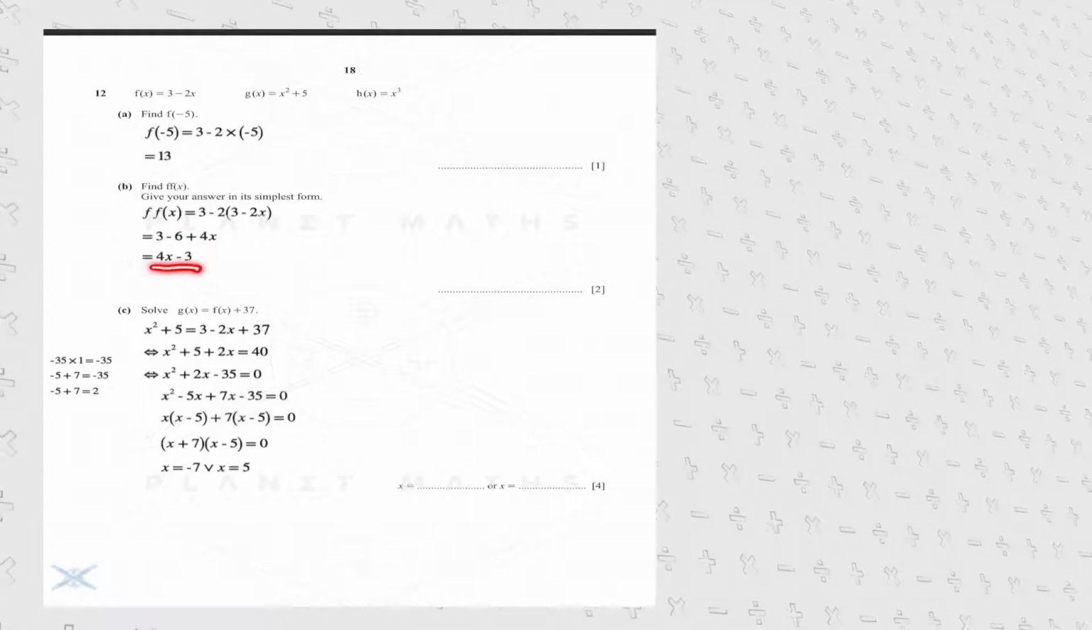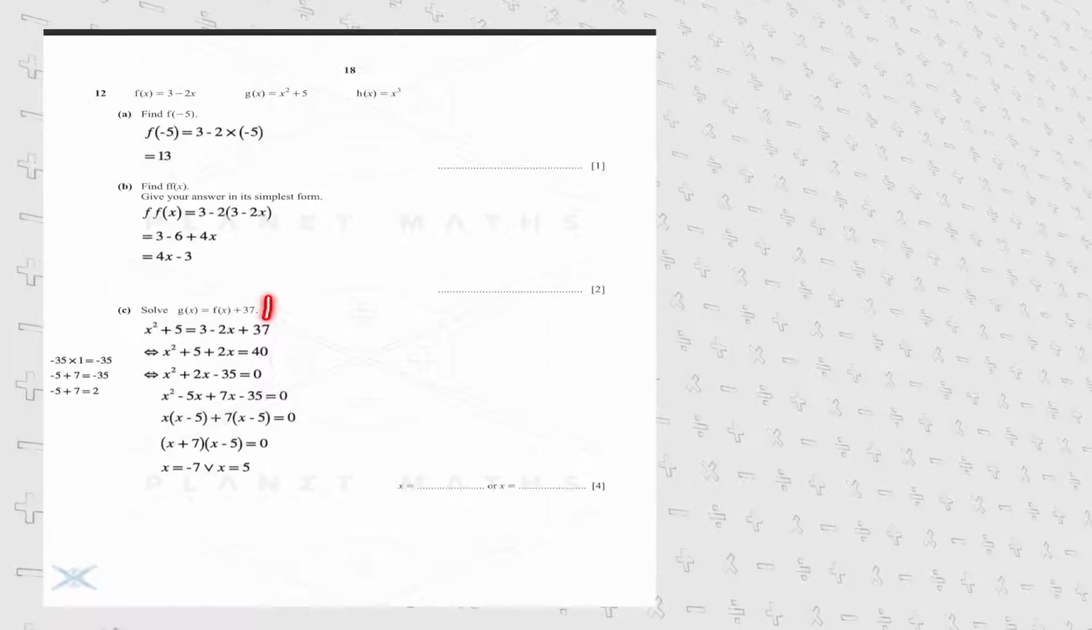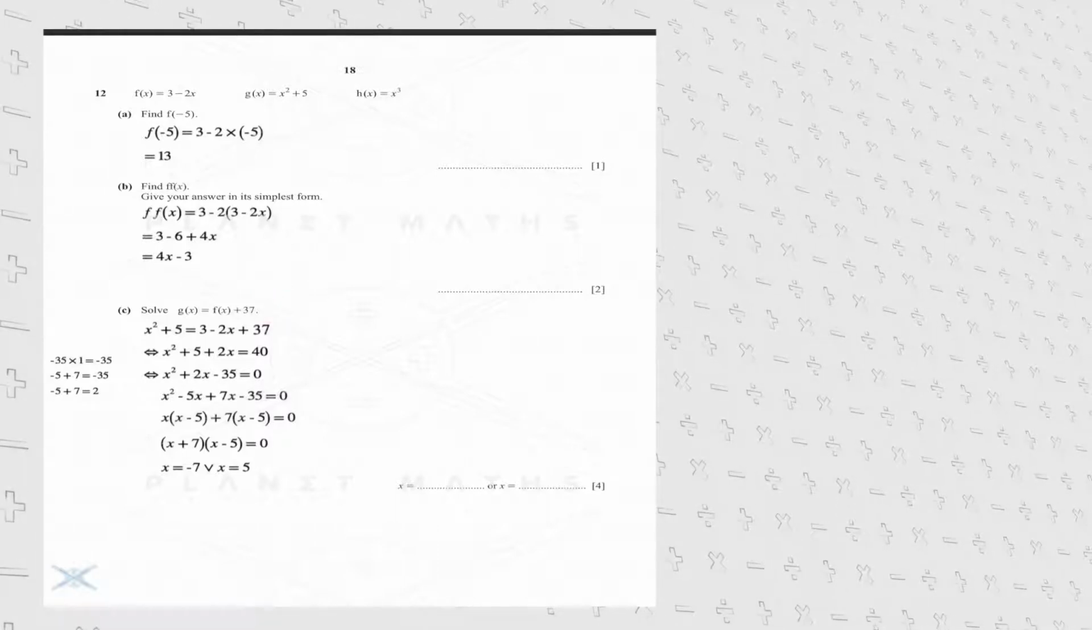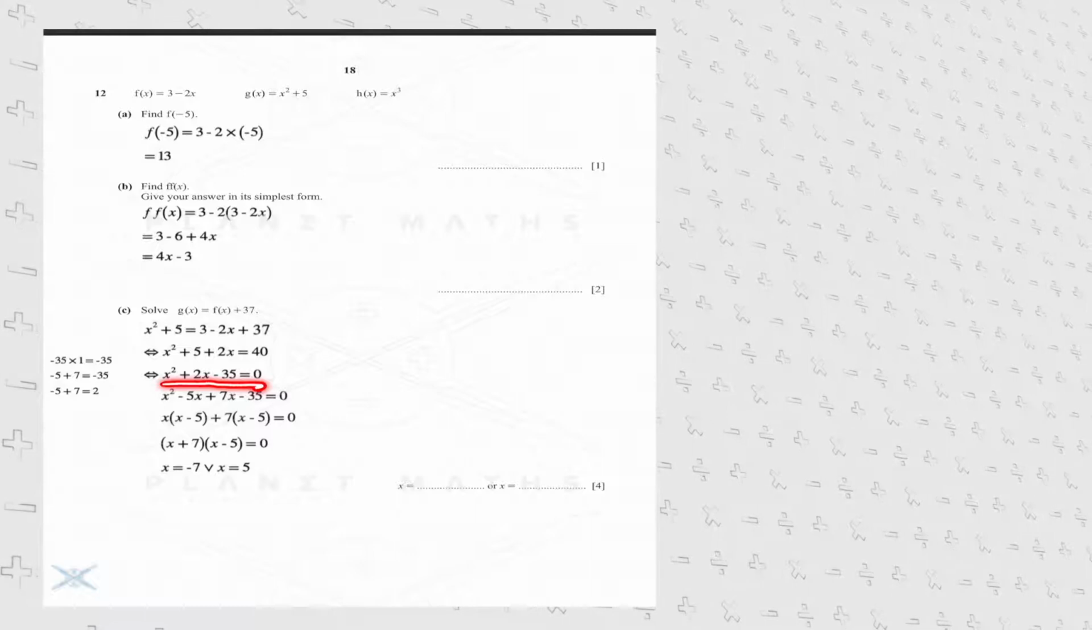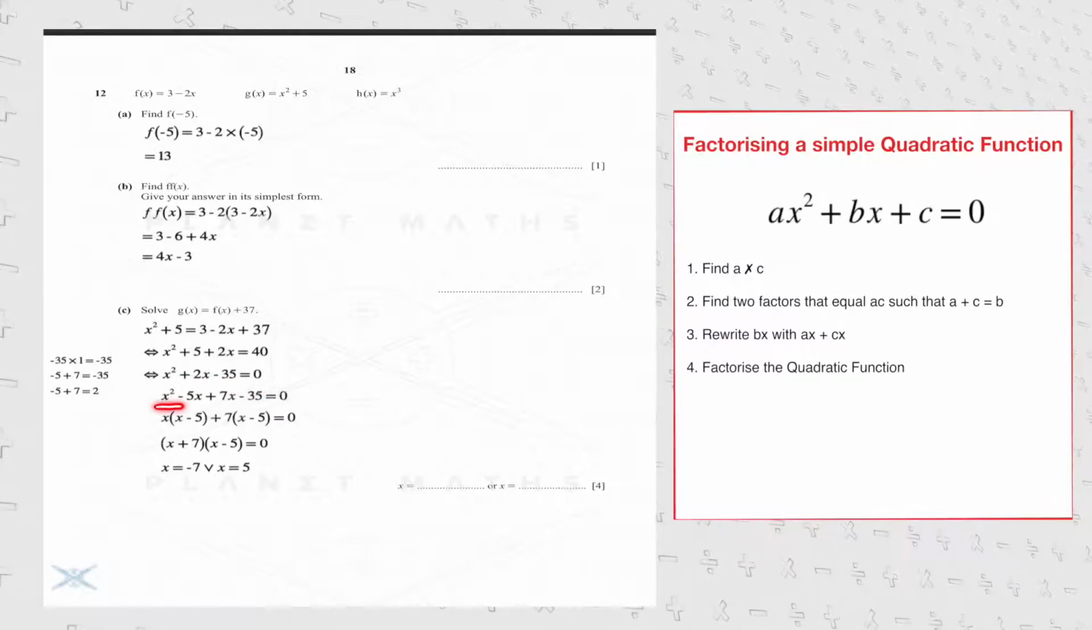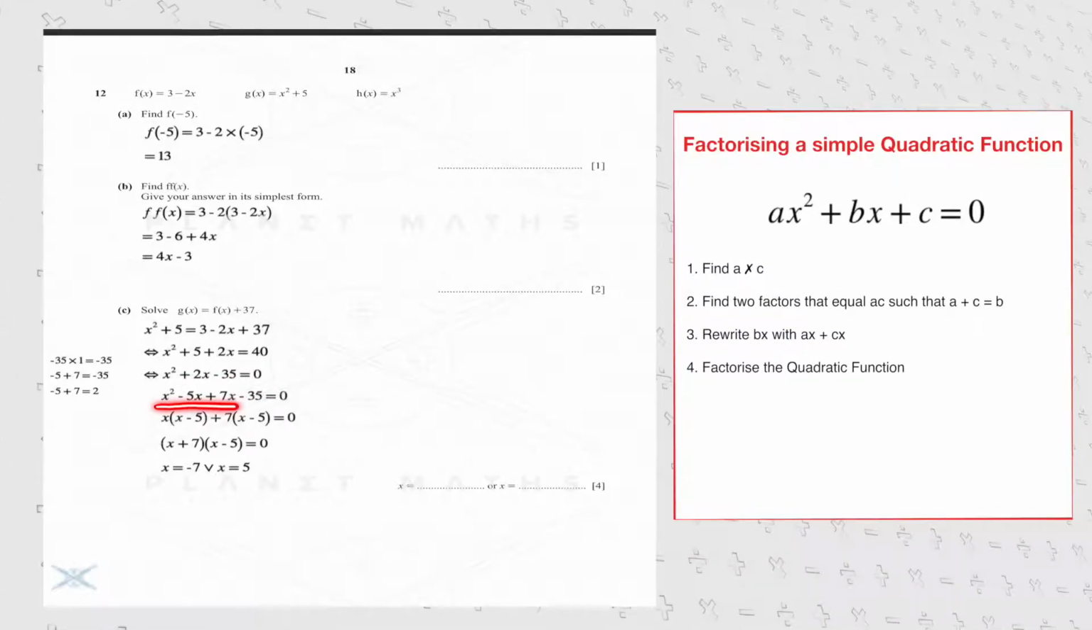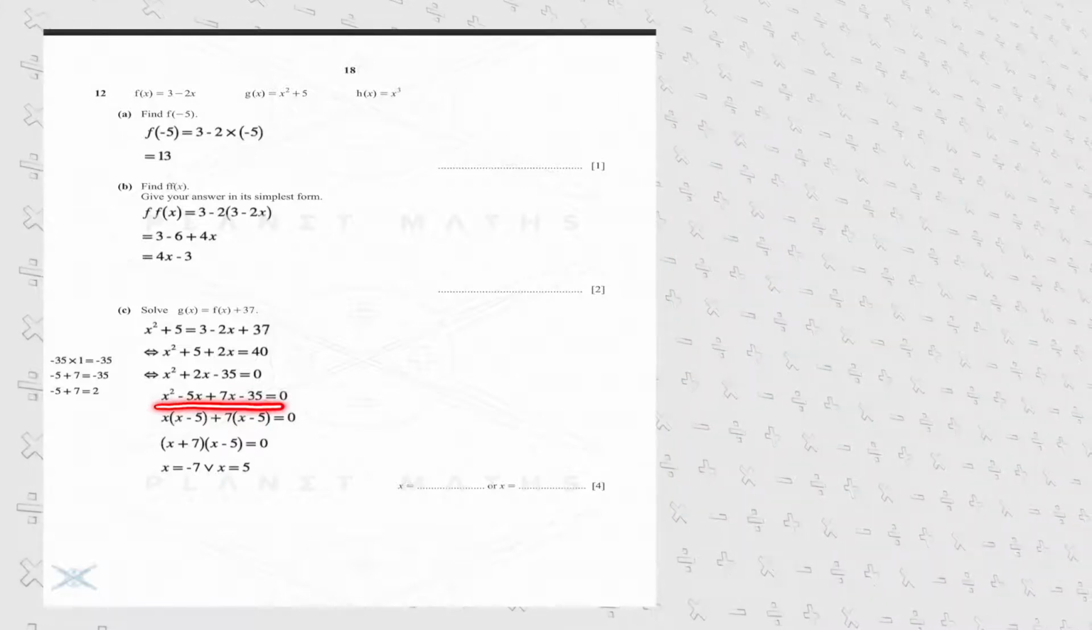f of x can be expressed through 4x minus 3. In part C, we are supposed to solve the equation g of x equals f of x plus 37, so we simply substitute g of x for x squared plus 5 and f of x for 3 minus 2x. We will rearrange this equation for a quadratic equation. And in this stage, in order to be able to factorize, we will employ the method provided. Thereafter, we can rephrase this equation for x squared minus 5x plus 7x minus 35.